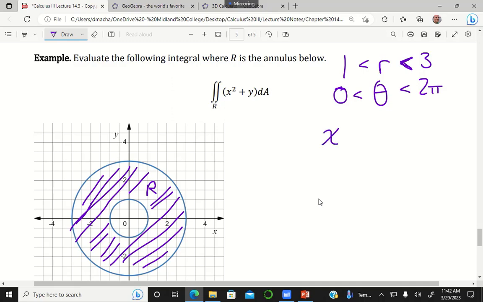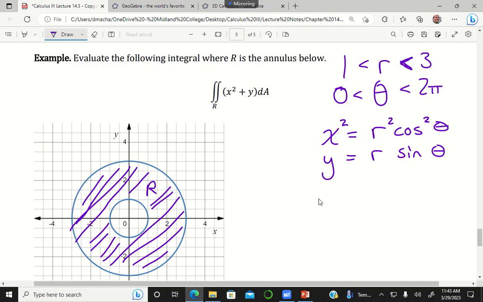Then I remember that my conversion formula for x is r cosine theta. My conversion formula for y is r sine theta. And I've got x squared in the integrand, but x squared would just be r squared cosine squared theta.